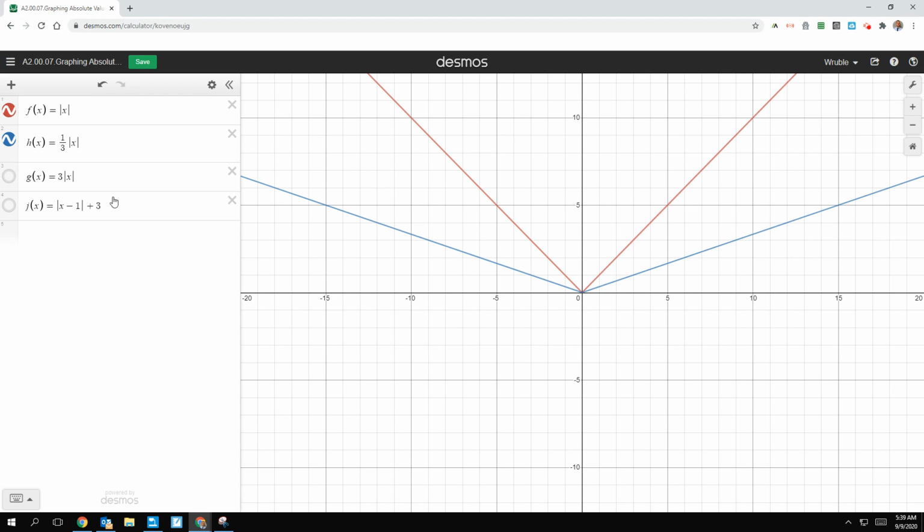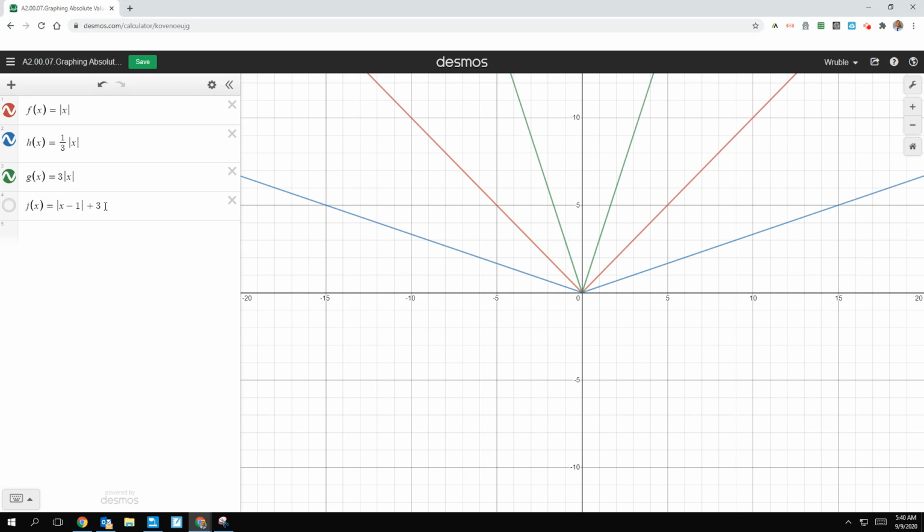If we look at g of x, that ends up being more vertical than the parent function. So here we go up 3, 1, 2, 3, over 1. Now, we haven't moved the vertex. All these vertexes have all been at the origin 0, 0, because we haven't added in an h or a k to the equation.